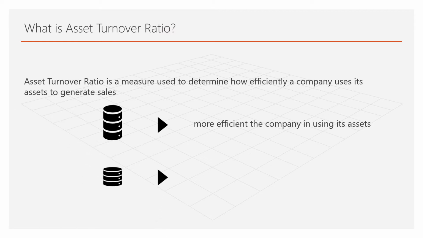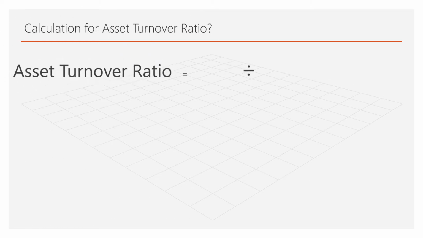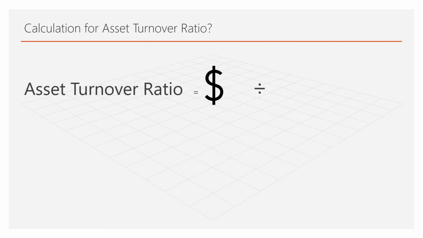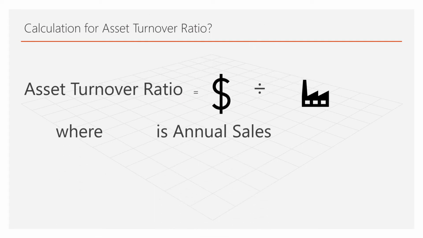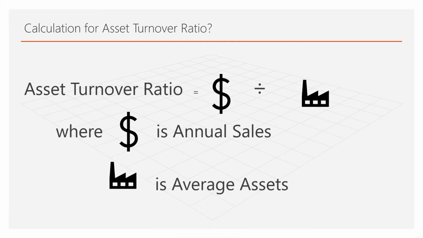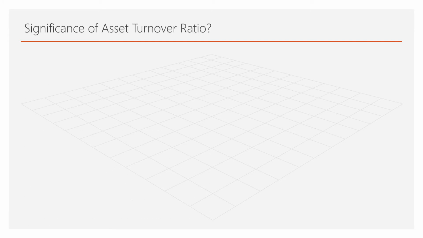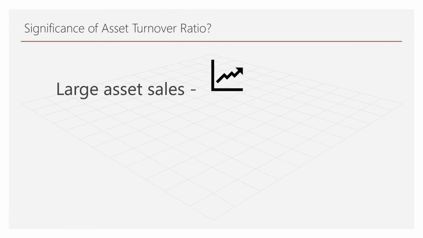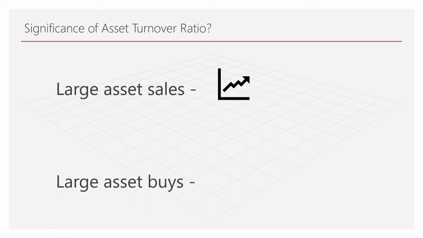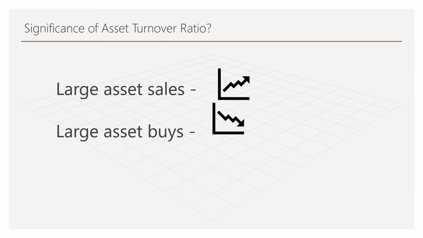On the other hand, if the asset turnover ratio is less, then the company is not efficient in using its assets to generate sales. Asset turnover ratio is equal to sales divided by the assets. The larger the sales the company makes, the asset turnover ratio increases. Or if the company buys large assets, then the asset turnover ratio decreases.